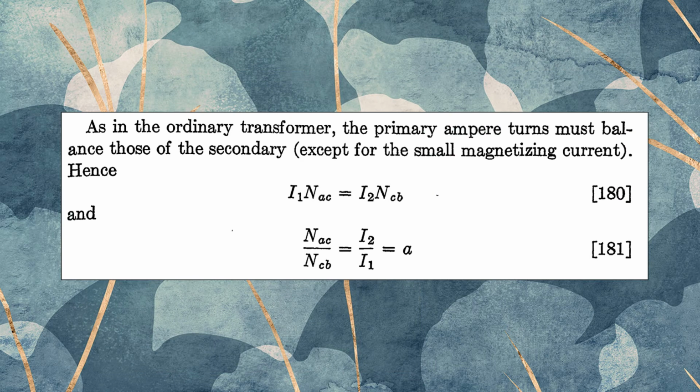And as in the ordinary transformer, the primary ampere turns must balance those of the secondary, except for the small magnetizing current. Hence, the relationship between the current and the number of turns would be the product of I sub 1 and N sub AC equals the product of I sub 2 and N sub CB. So, pag inayos natin siya, magre-result siya sa transformation ratio equals sa ratio ng I sub 2 and I sub 1.